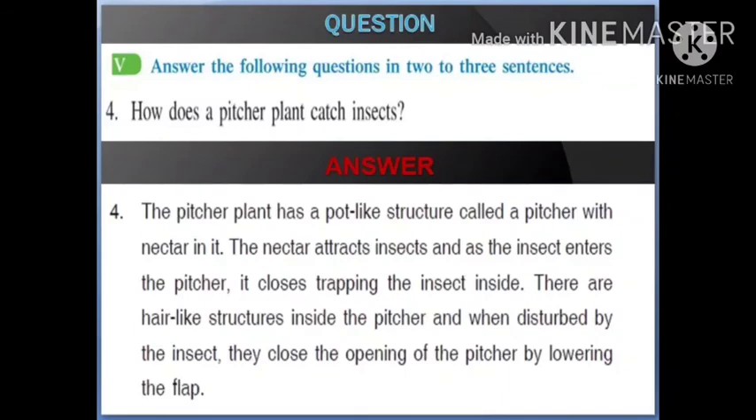Now let's go to the last question. Question number 4. How does a pitcher plant catch insects? Answer: the pitcher plant has a pot-like structure called a pitcher with nectar in it. The nectar attracts insects, and as the insects enter the pitcher, it closes, trapping the insect inside. There are hair-like structures inside the pitcher, and when disturbed by the insect, they close the opening of the pitcher by lowering the flap. So let's understand.